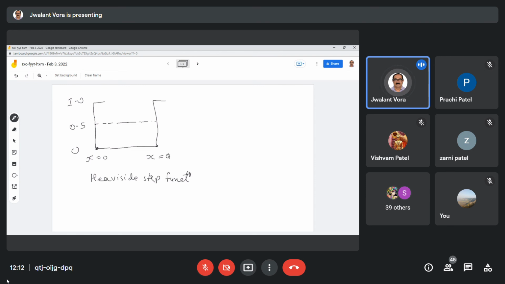Therefore, a Dirac delta x minus a, this is equal to d by dx of H x minus a. અને હવે એની લિમિટ્સ જોઈ લઈએ.